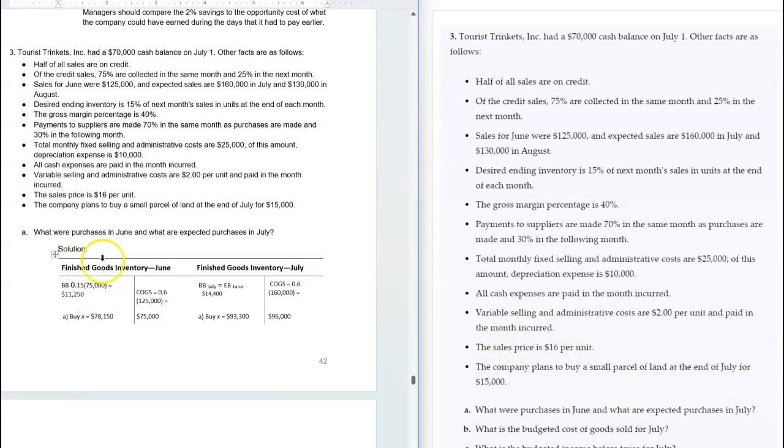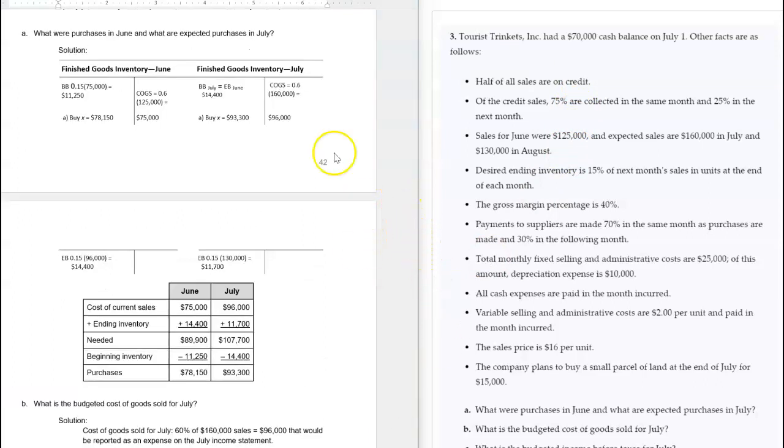The first question is, what were the purchases in June, and what are the expected purchases in July? So we've got a beginning balance of $70,000 in cash. Didn't they say they had 75,000 in sales in June? We're wondering. Hold on one second.